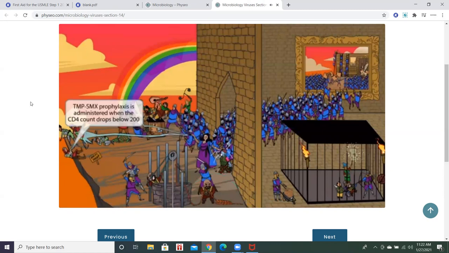All right, if we look back over to the left side of the image, you can see that one of the good soldiers is getting knocked off the cliff right next to the 200-foot drop sign. If you look closely at him, you can also see that he's holding some meth crystals in his hand, which is our symbol for TMP-SMX. The fact that he's right next to the 200-foot drop sign should help you remember that TMP-SMX prophylaxis is administered when the CD4 count drops below 200.